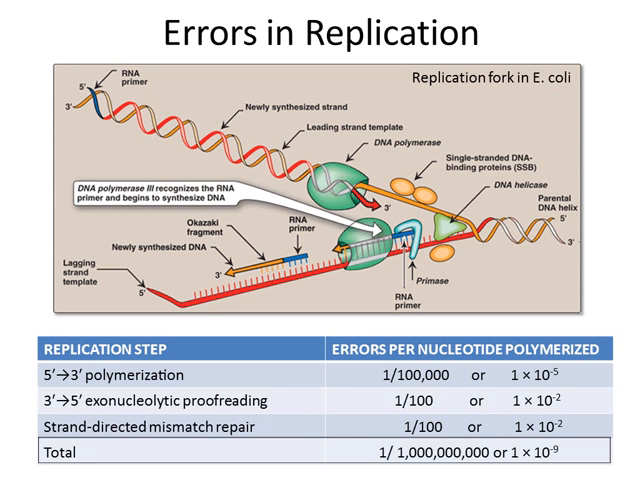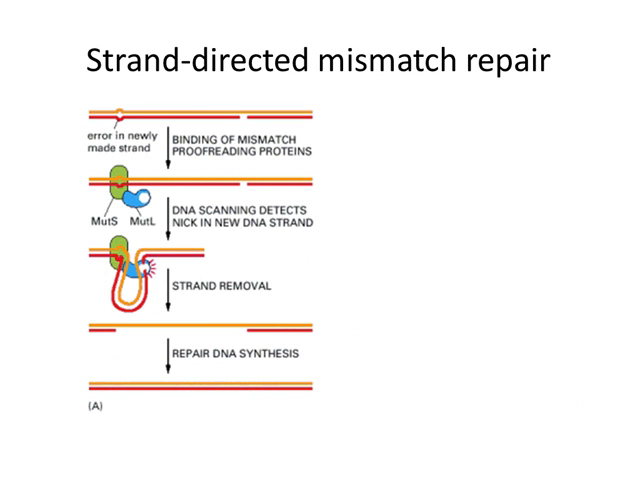So that means that only 1 in a billion mistakes will get through, at least in the replication of the human genome. So if there's 6 billion bases, only 1 in a billion makes a mistake. You're going to get a couple of mistakes every time cells divide. Okay? So how does the strand mismatch repair work?